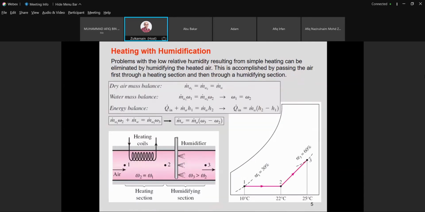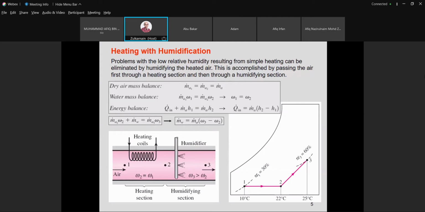This is the diagram for what we call heating with humidification. Right? Sometimes, in my experience, I once went to a restaurant whereby it's very hot, okay?